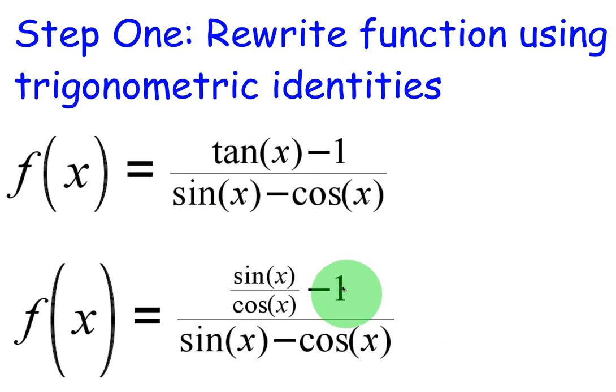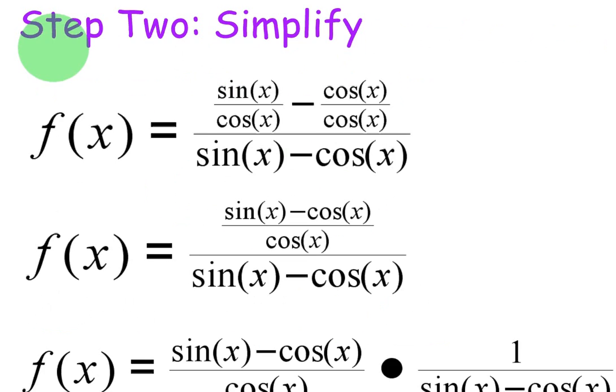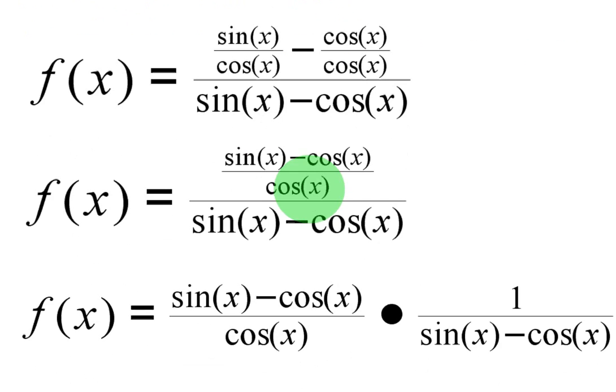But we have a minus 1 on top, and so in order to combine the top, we're going to have to write this 1 as cosine over cosine so that we can combine them with like denominators. So that's exactly what we're going to do. Now we can subtract the top. It's going to be sine minus cosine, and the bottom is just going to be cosine. Scroll down a little bit here.